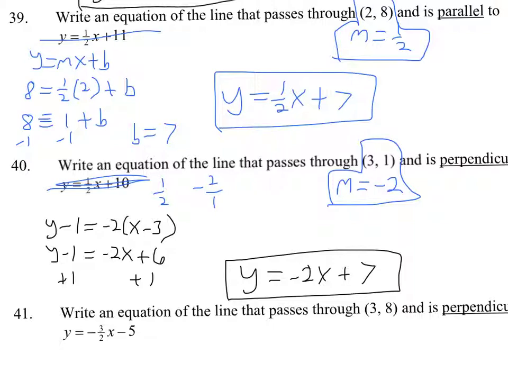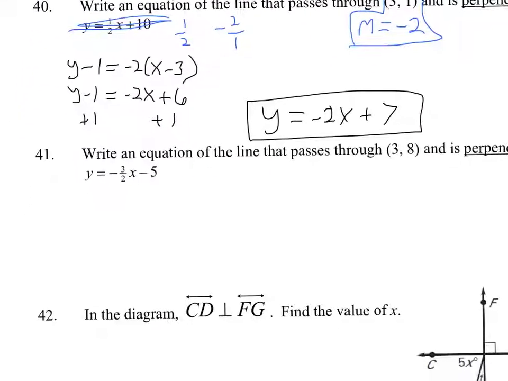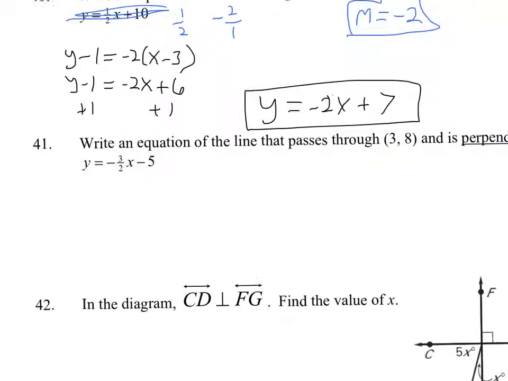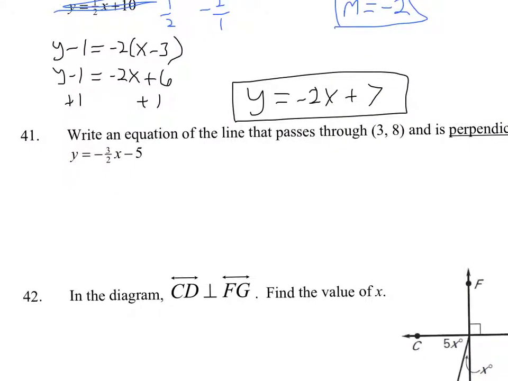Alright, number 41. It's another perpendicular one. Write the equation of the line that passes through (3, 8) and is perpendicular to this line. So what's our slope going to be? Well, we want it to be opposite reciprocal. So their slope's negative 3/2. Ours is going to be positive 2/3. And again, once you know that information, you don't need their line anymore.